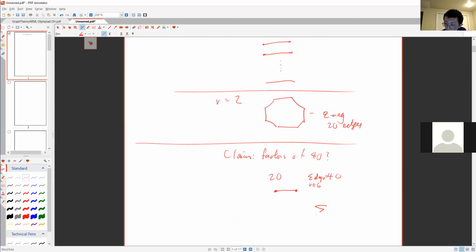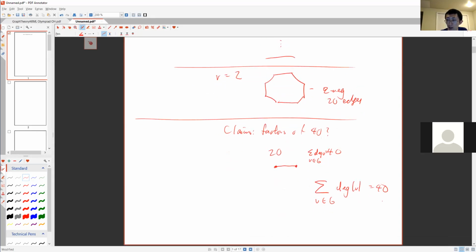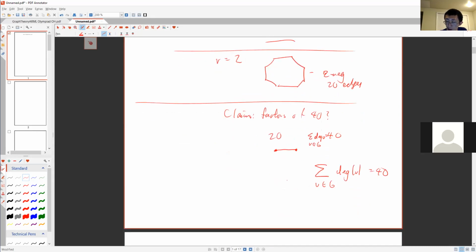So the sum of degree of V for all V in G is 40. Maybe I should write that a bit bigger. So, if it's R regular, then R has to be a factor of 40, because each vertex has the same degree. So, okay, we could have 2 regular, that works, and then N is 20. If R is 4, then N would be 10. And we should check that we can actually construct such a graph, right?